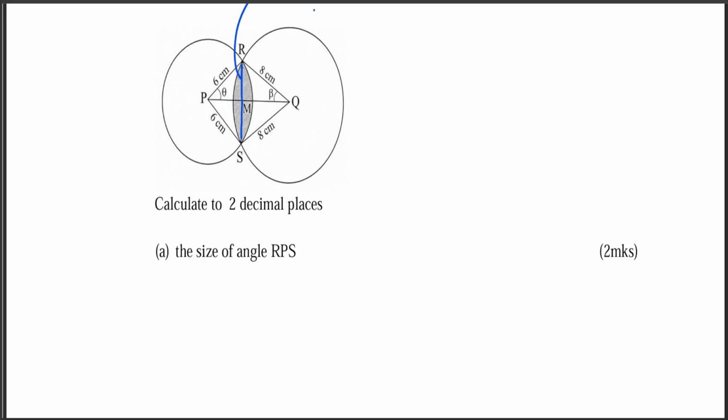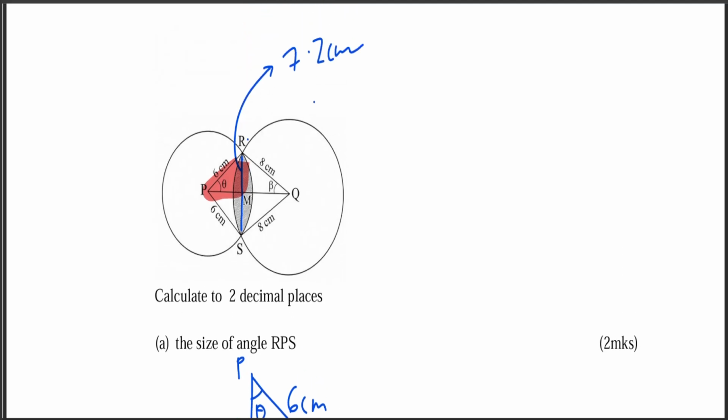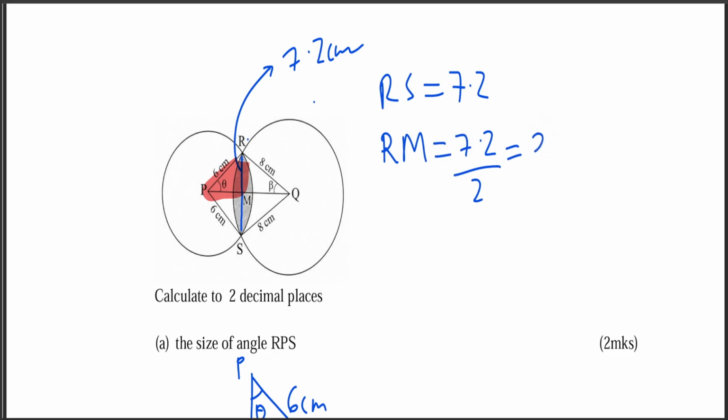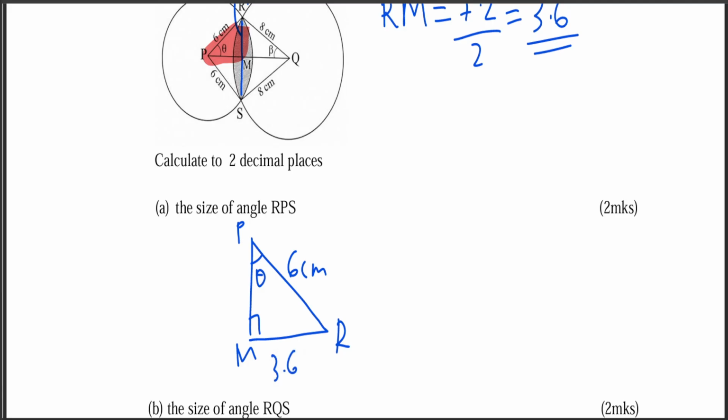So we know that we're obviously going to take this right-angled triangle, we will draw it. So we draw it here, then we show it. So here at the top is our theta, and here the hypotenuse is 6, here is R, here is P, and here is M. Okay. Now M is the midpoint, that is what divides it. So from R to M, if RS is 7.2, R to M is divided by 2, so a half of 7.2 will give you 3.6. Okay. So RM is 3.6 cm.